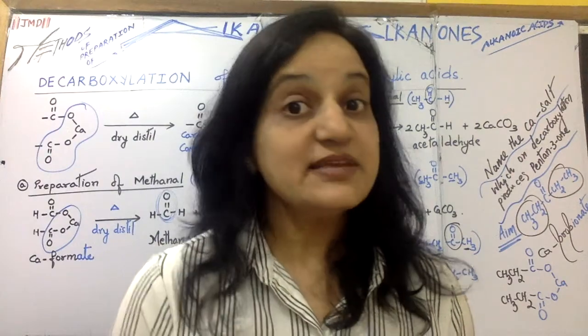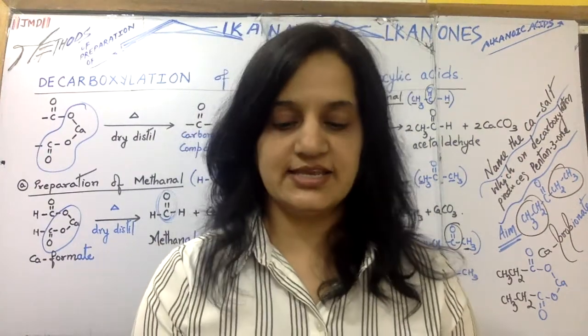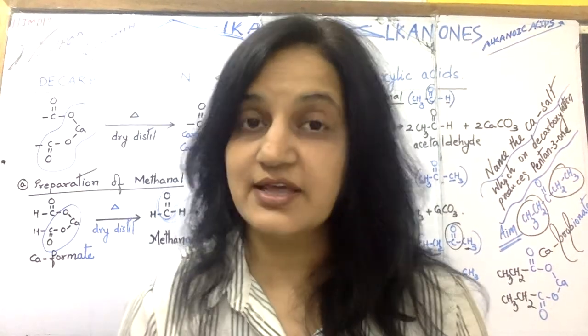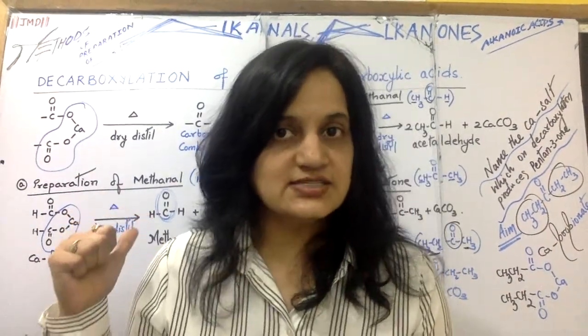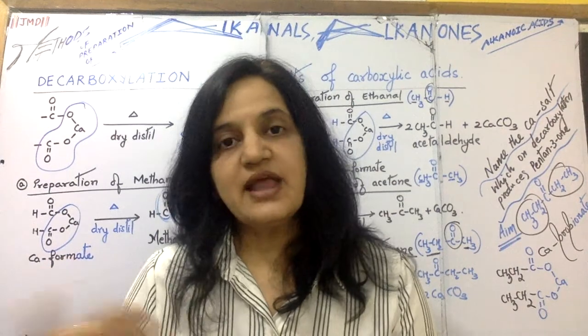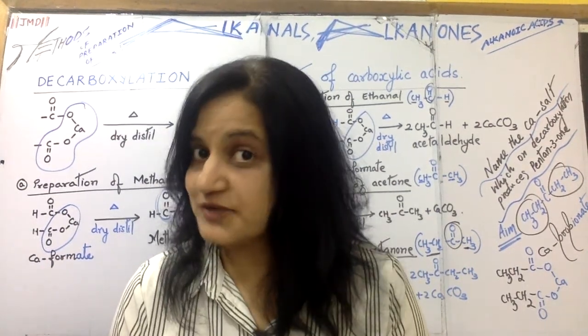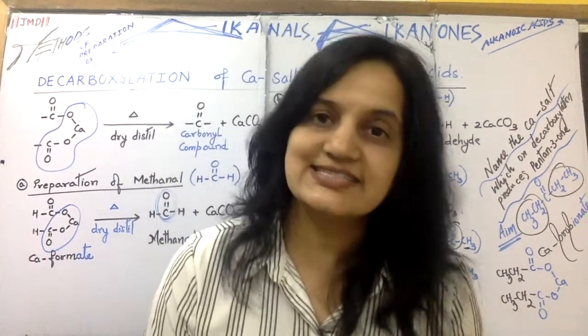So that completes the method to prepare aldehydes and ketones from calcium salts of carboxylic acids by their decarboxylation. Since in this method, carbon dioxide is evolved in the form of calcium carbonate, this is called decarboxylation of calcium salts of carboxylic acids.